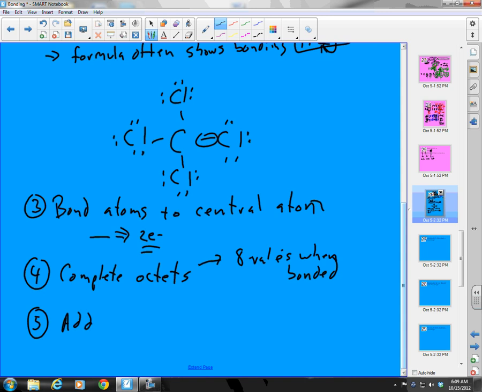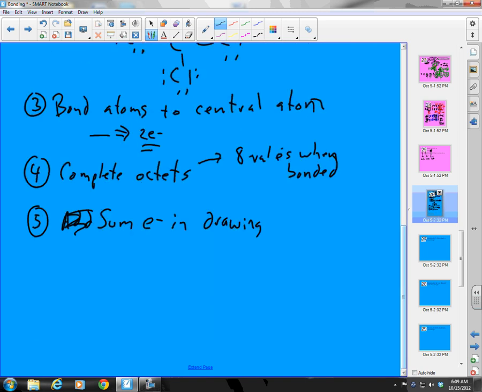Next, add some of the electrons in the drawing. If the total is the same as the number of valence electrons, then you're done. Okay, let's see if we're lucky.